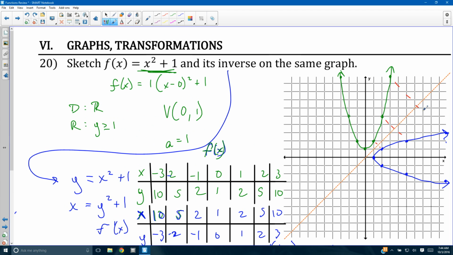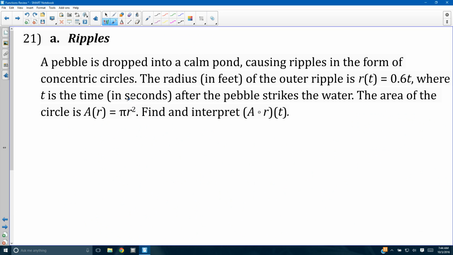Now, this function is not one-to-one because its inverse is not also a function. But you can see what's going on there. Kind of sweet. Love looking at those inverses. Love the reflection stuff.